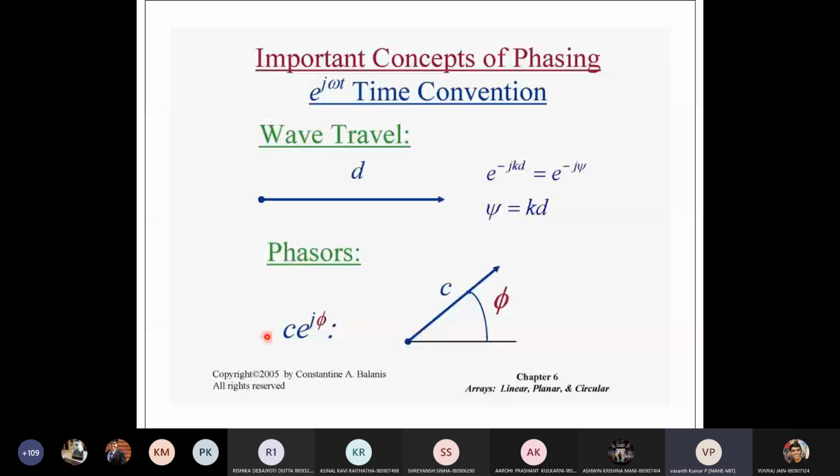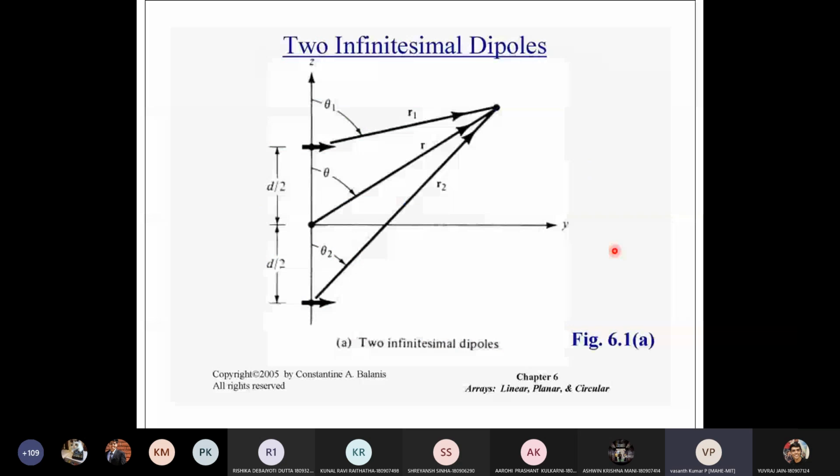So you know these phasors; we have discussed that. The instantaneous value, you know how to get it: the real part or imaginary part will give the instantaneous value. Now we will consider two infinitesimal dipoles. Do you know what the expression for E theta is there?